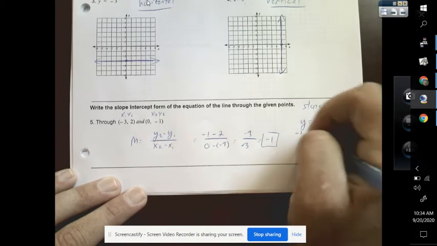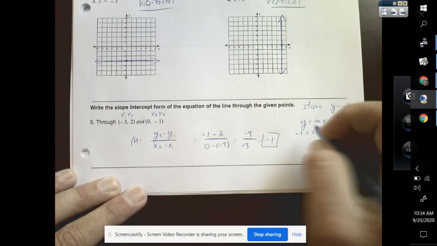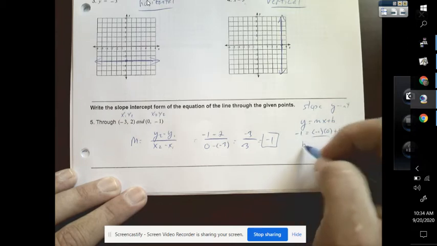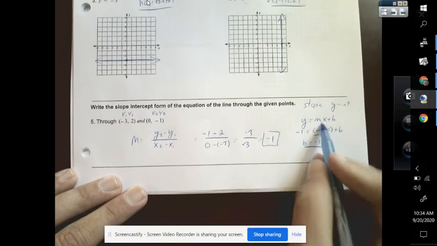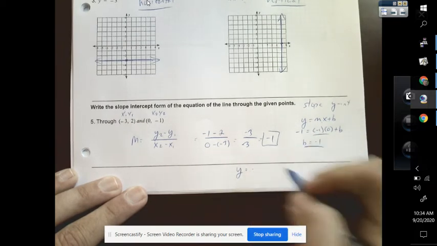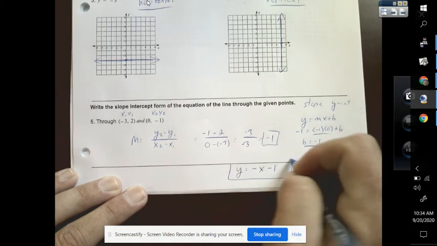Plug in a negative 1 for y. My slope is negative 1. My x is 0. That cancels out. B equals negative 1. I have my m. I have my b. Plug it back in. Y equals negative 1x, and my y-intercept is negative 1.